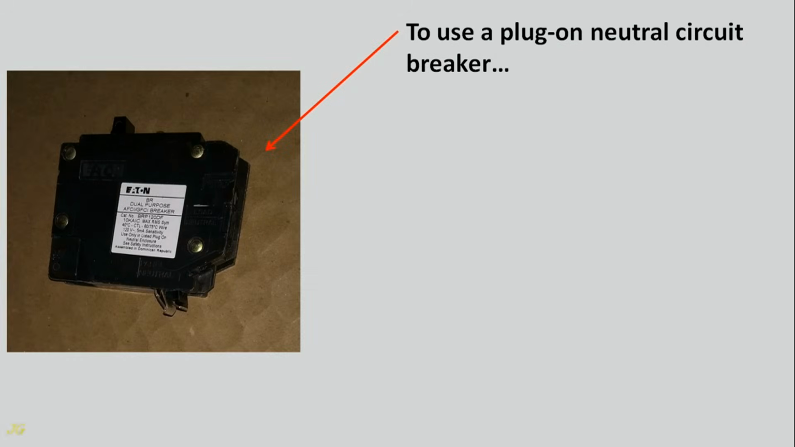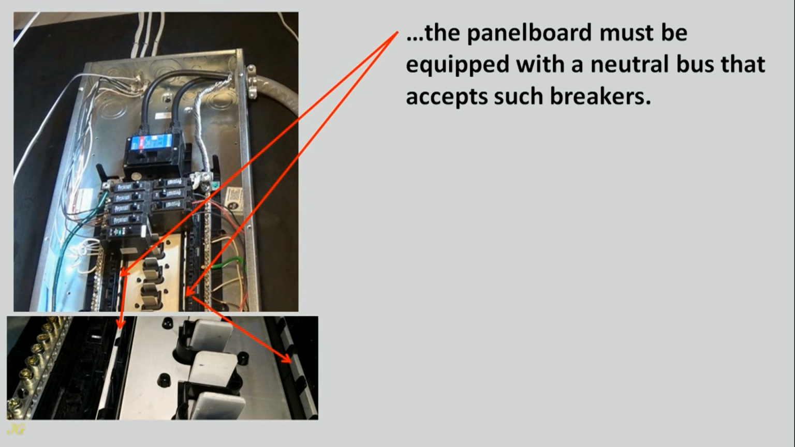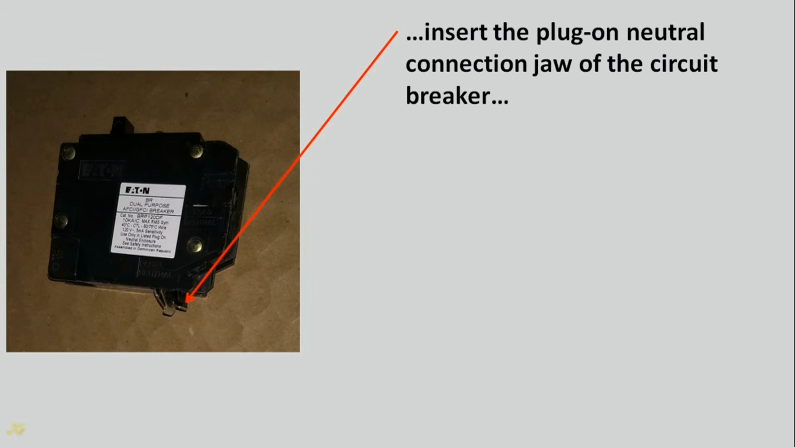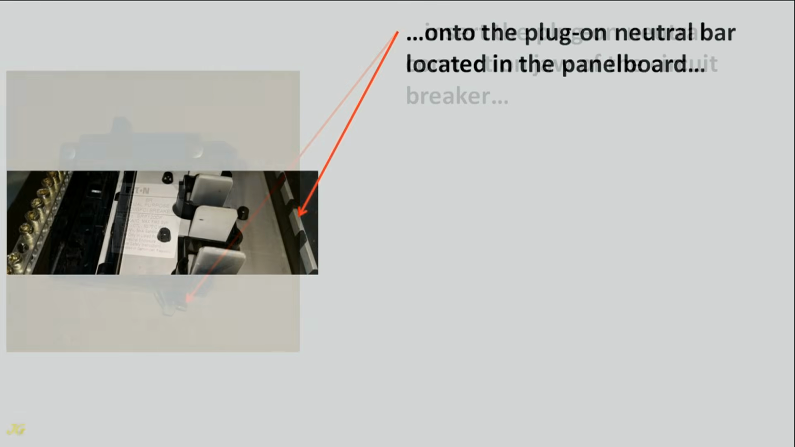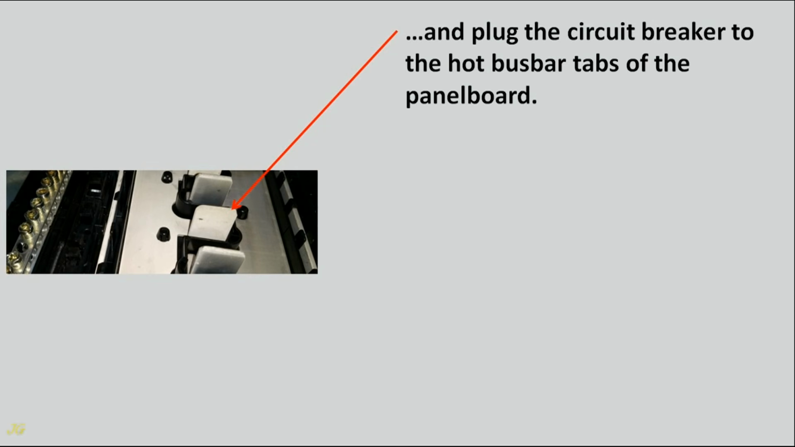To use a plug-on neutral circuit breaker, the panel board must be equipped with a neutral bus that accepts such breakers. To install the plug-on neutral circuit breaker, insert the plug-on neutral connection jaw of the circuit breaker onto the plug-on neutral bar located in the panel board, and plug the circuit breaker to the hot bus bar tabs of the panel board.